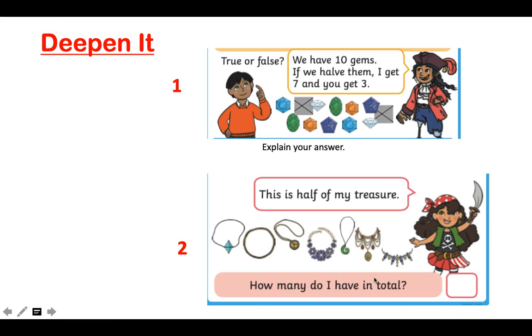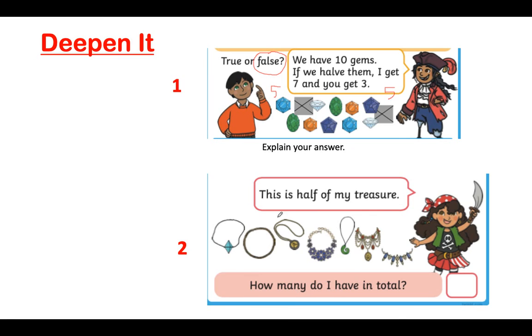Okay, fantastic guys, well done. So for the first one, you should have said that it was false, okay? Because if you halve them, maybe what you might have said for your explanation, okay, if you halve them, both sides have to be the same, okay, they have to be equal, so it can't be 7 and 3, and you might have even said that they will get 5 each if they halve 10, okay?